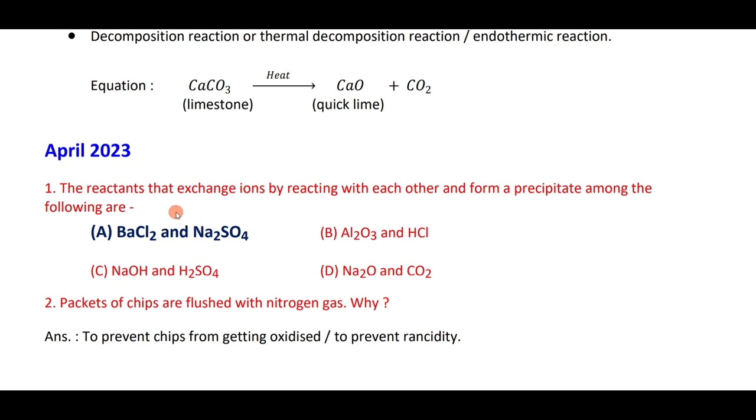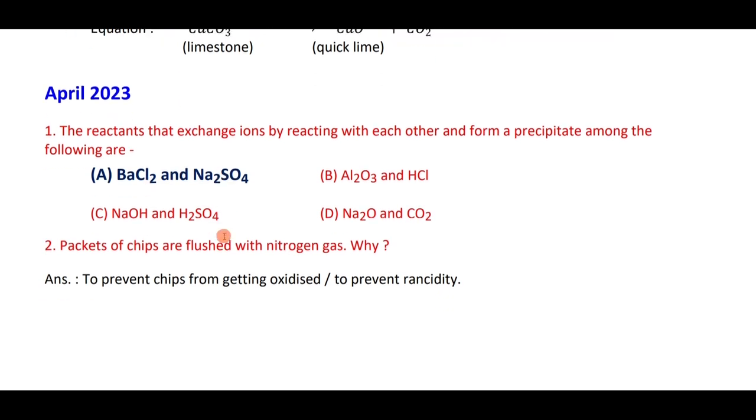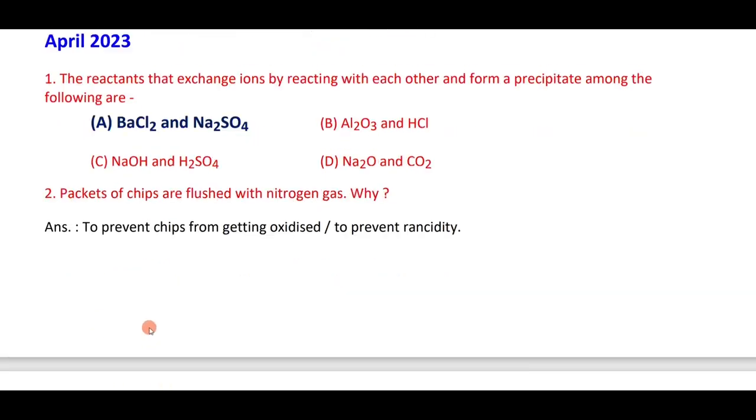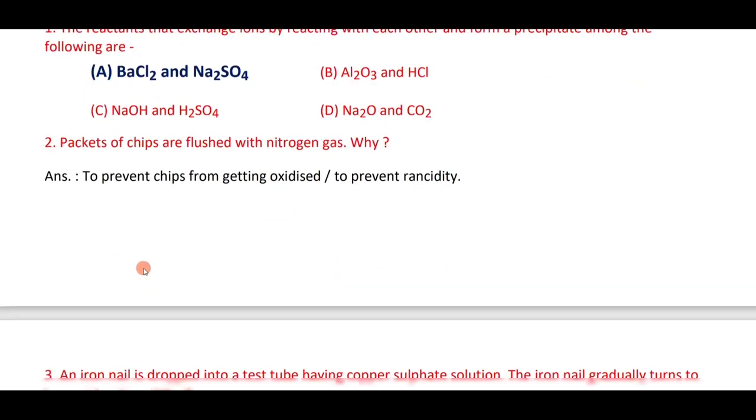The reactants that exchange ions by reacting with each other to form a precipitate, among the following, are barium chloride and sodium sulfate. Packs of chips are flushed with nitrogen gas to prevent rancidity, or to prevent chips from getting oxidized.